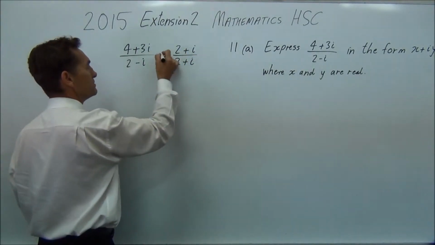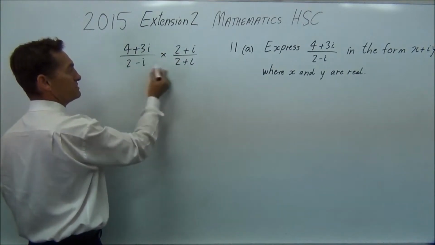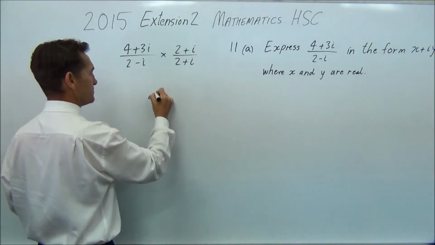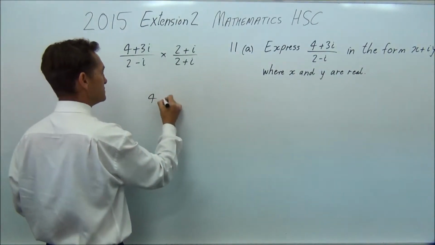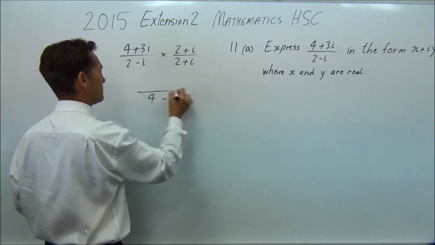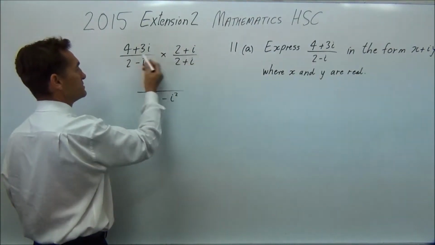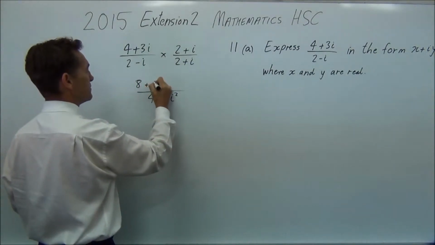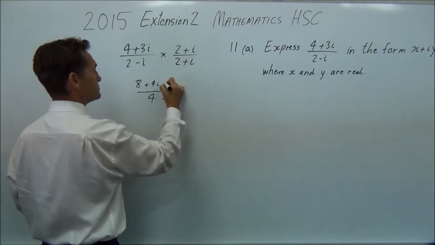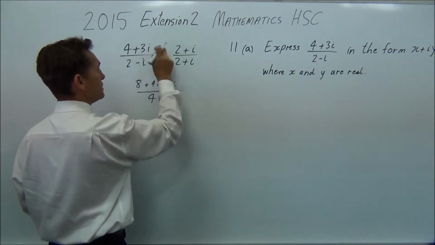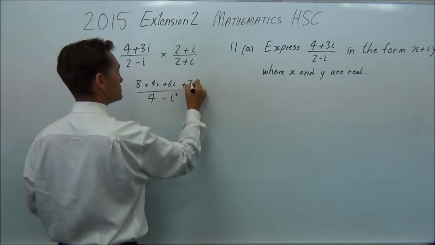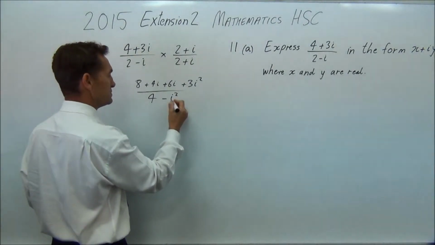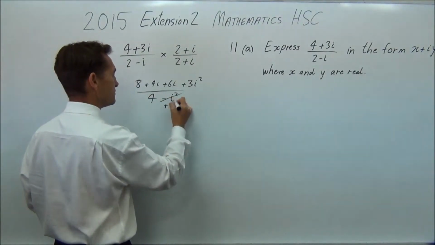Whoops, multiply. Okay, so this is the difference of two squares. So 2 times 2 is 4. i times i is i squared, so we've got minus i squared. And then we just expand the top. 4 times 2 is 8. 4 times i is 4i. 3i times 2 is 6i. 3i times i is plus 3i squared. Well, i squared is minus 1, so minus 3.